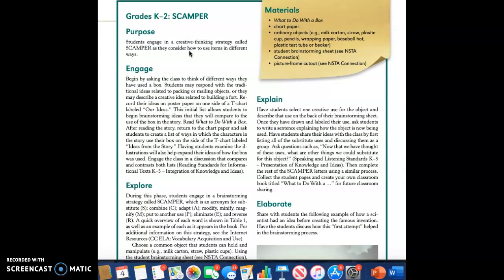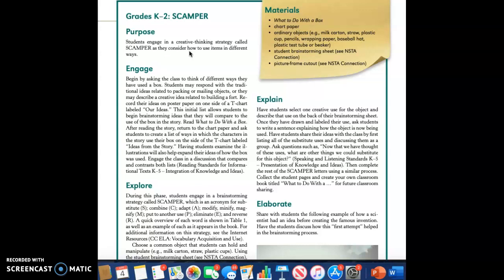So for the engage portion of this lesson, students will be asked to explain different ways to use a box. In order to jot down the data that we come up with, we are going to use a T-chart to write down the different ways they have come up with to use a box. Following that, we're going to read the book, What to Do with a Box, and then refer back to that same T-chart, but on the other side, we're going to write down the ways that the characters in the book were able to use their box.